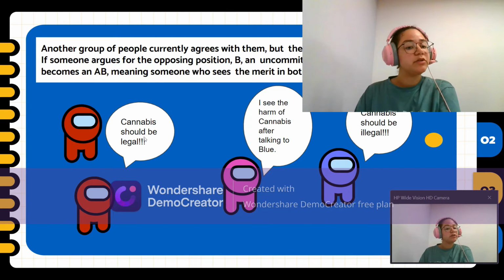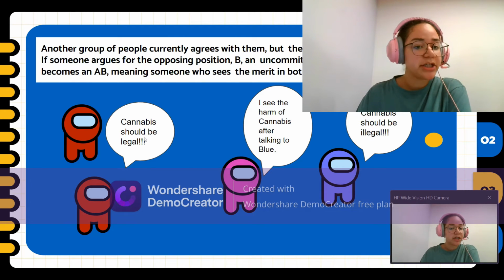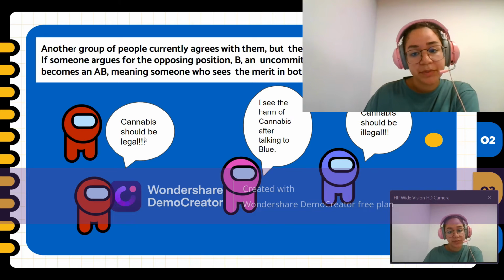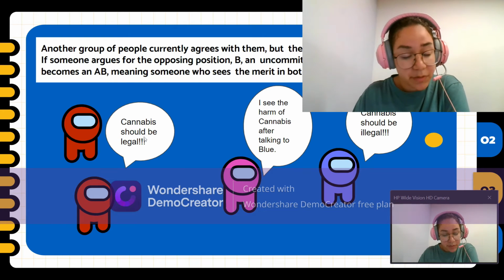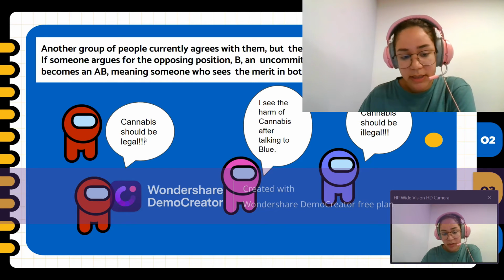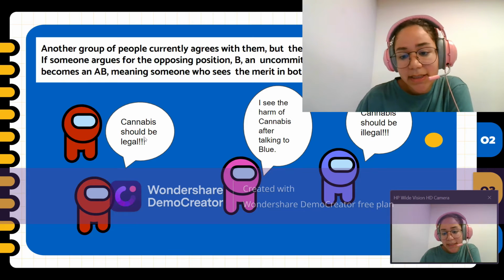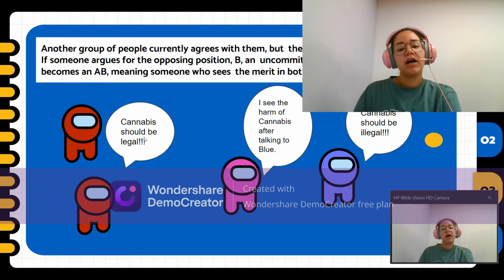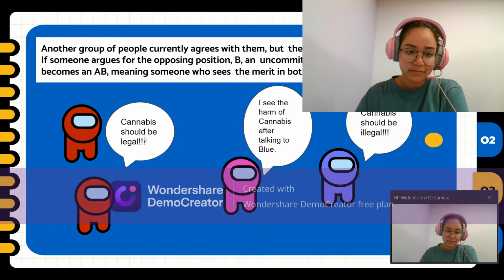Then there's another group of people who currently agree with them, but are uncommitted to A. If someone argues with them, like a person in group B, the uncommitted A believer can become an AB as they see both merits of the situation. On the left, cannabis should be legal is the A group, and blue is that cannabis should be illegal. Pink, after talking with blue, sees the harm of cannabis. You just see both positions, and that's why they're in the middle.